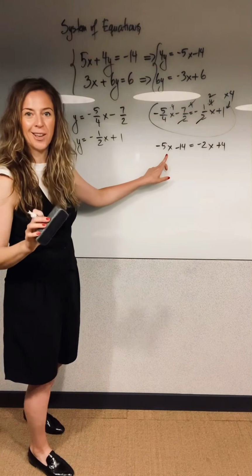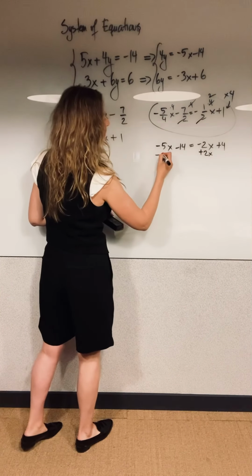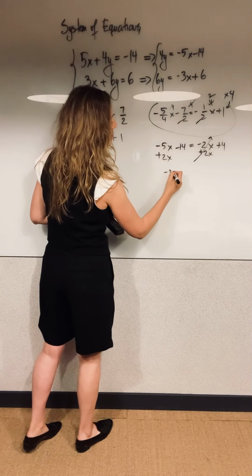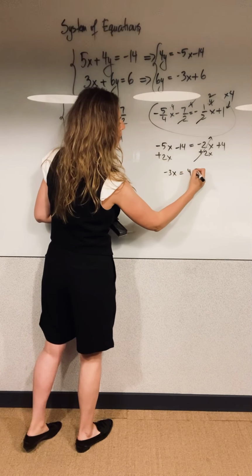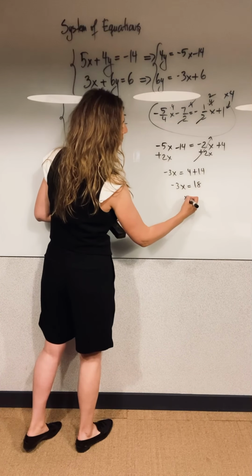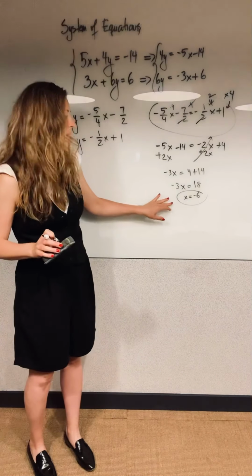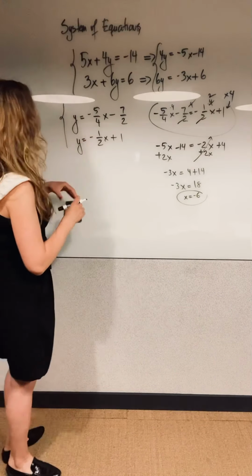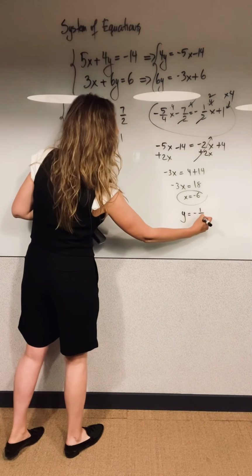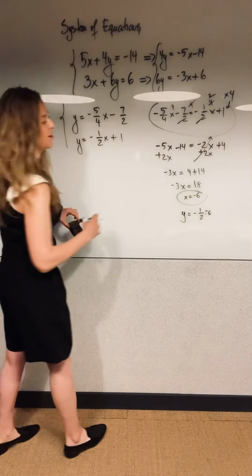Okay, we're going to get to graphing in a sec. And now, plus 2x, plus 2x. Cancel these, minus 3x equals 4 plus 14. All right, minus 3x is equal to 18 and x is negative 6. So far we know that x is negative 6, and then we can just plug it in anywhere else. Let's plug it here. y is equal to negative 1/2 times negative 6. Pay attention.